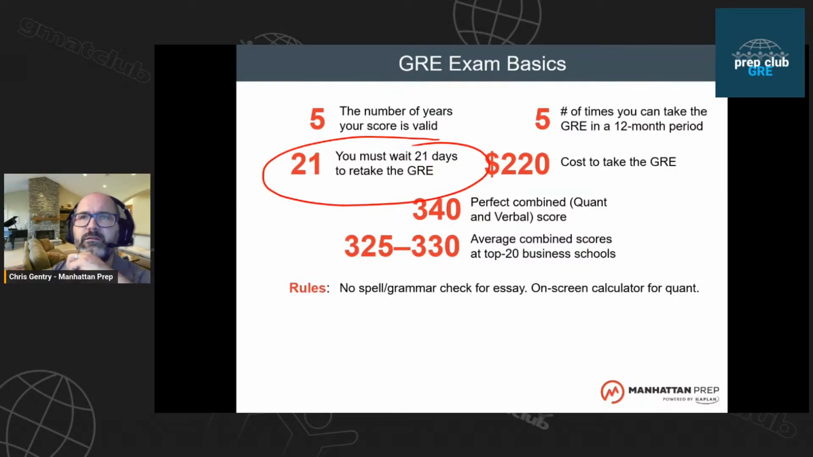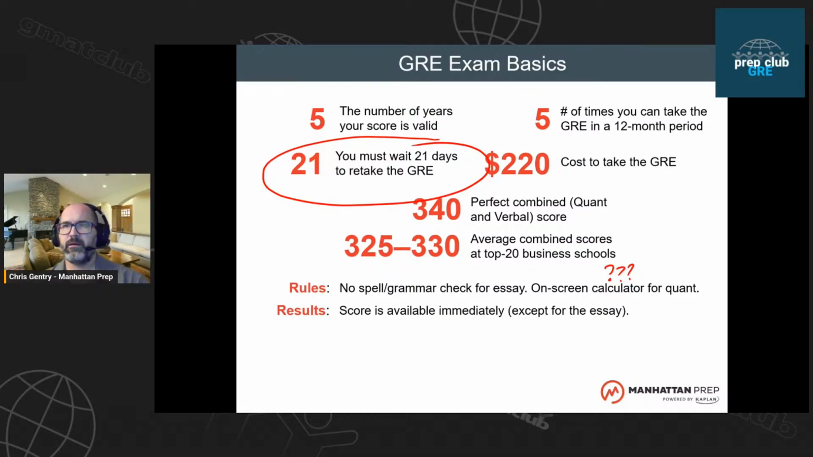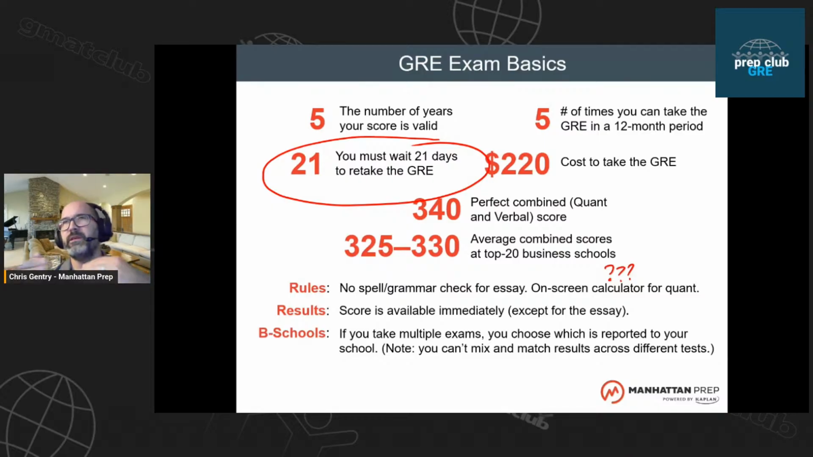Remember that there is no spell or grammar check for essay, which we're not worried about. The on-screen calculator for quant, let's put a question mark by that. You have it, but how often do you want to use it? Not that much, really. Your score is available to you immediately. However, just be aware that you may want to give yourself a little bit of leeway in terms of when a school could look it up.